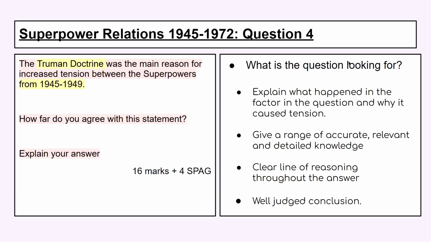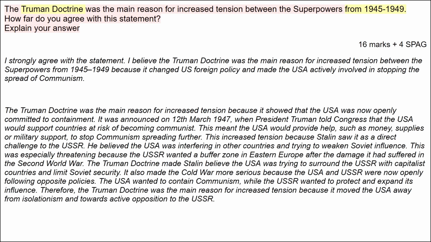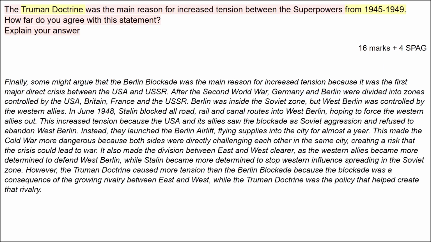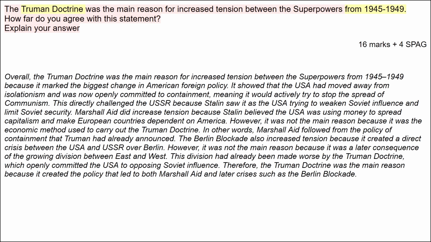And this way we've ticked off all of the boxes here. We've done all of these things. Our line of reason is so clear throughout. We've always said it's the Truman Doctrine. We've always explained why it was more important than other things. So our answer looks like this. Introduction, the events in the question, another event, and then if we've got time, a third event just to make sure, and then a well-developed conclusion. It's not just 2 lines. We're really explaining our thought process here.